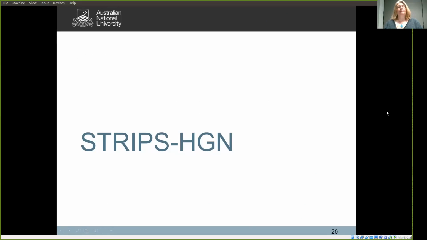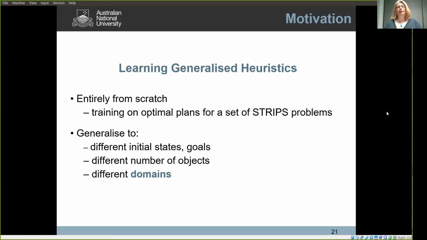So for the second part of this talk, I'm going to talk about STRIPS hypergraph networks, or STRIPS-HGN. The motivation behind STRIPS-HGN was to learn generalized heuristics, or domain-independent heuristics, if you prefer. So the people in these workshops are really well placed to know that over the past 2 decades, the planning community has come up with many new domain-independent heuristics, which have been instrumental in pushing the field forward.